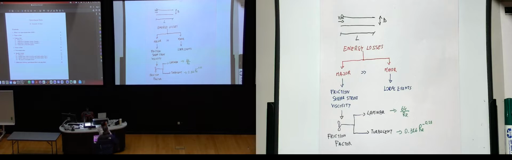You said for turbulent flow, you use the Moody chart, but over here you use the equation. I will explain it right now, because I will make a short recap. Okay. And I will explain this.